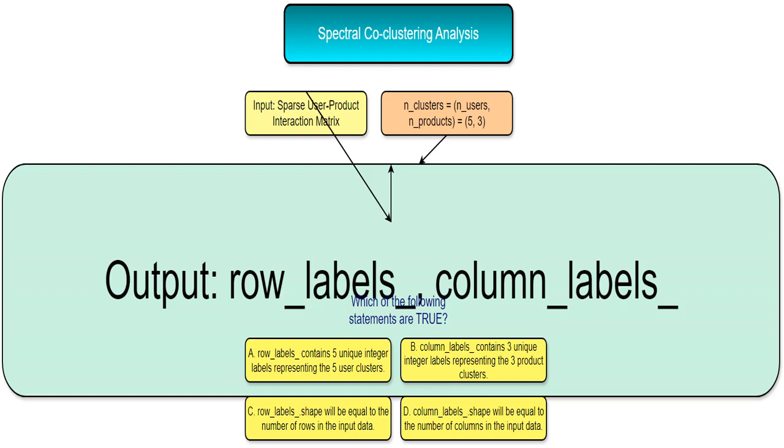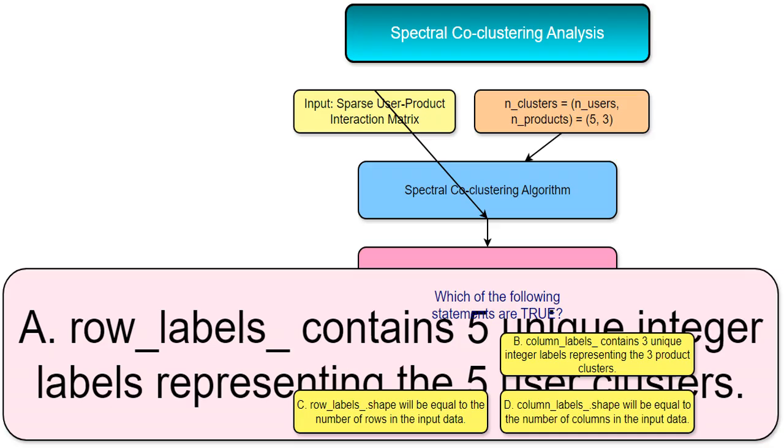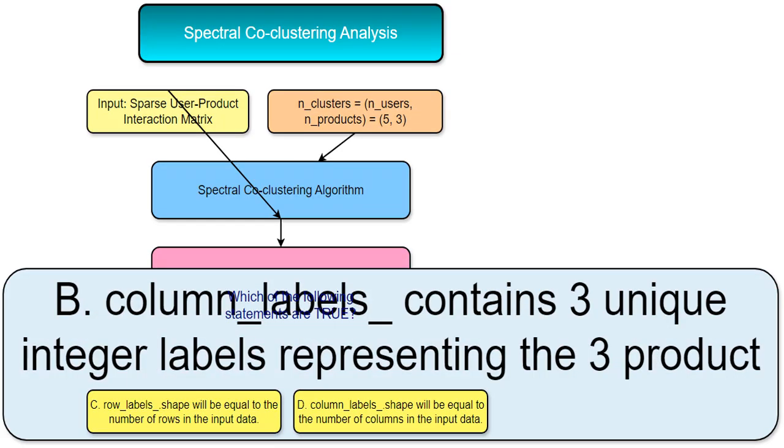After running the algorithm, I get 2 important pieces of information. row_labels_ tells me which cluster each user belongs to. column_labels_ tells me which cluster each product belongs to. Think of them as lists assigning each user and product a numerical group label. Because I specified 5 user clusters, I expect to see 5 unique numbers in the row_labels_ list, each number representing a different user group. Similarly, I'll find 3 unique numbers in the column_labels_ list, because I chose 3 product clusters.